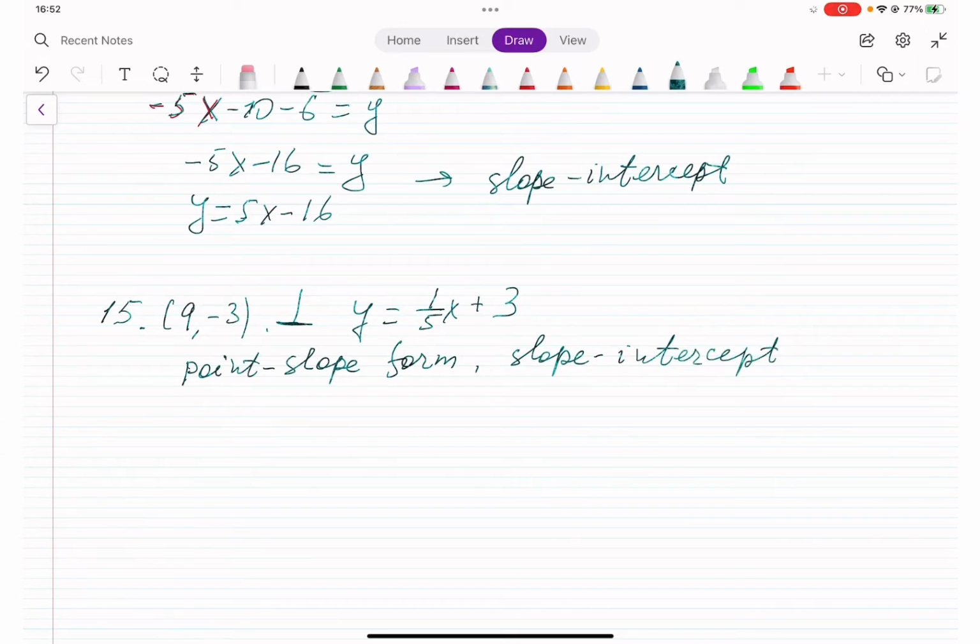So one more time, we have a line that is running through points 9 and -3, and that line is perpendicular to another line, the equation of which is y is equal 1/5 of x plus 3. So first of all, this other equation, y is equal 1/5 of x plus 3, is in the slope-intercept format, right? Which means the slope is equal 1/5. Good, so we have slope and we have point.